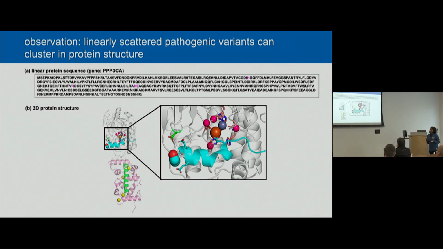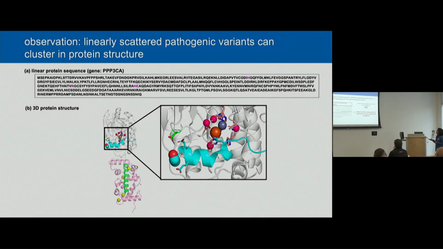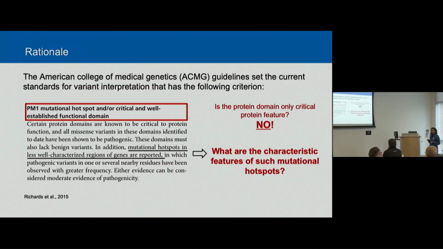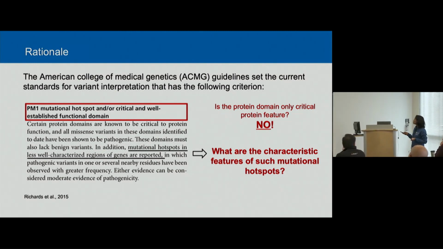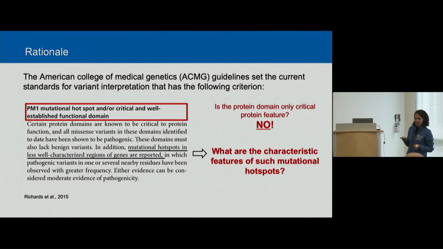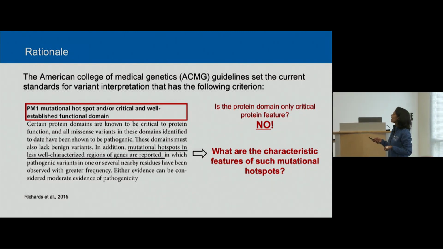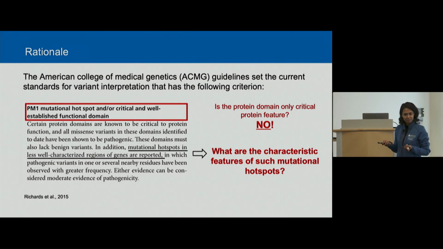So the second observation is how protein structure can be valuable, because there is a well-characterized region that we are never looking at, and possibly in different conformations, they are coming together to perform a specific function that we never considered in interpreting variants. So with these 2 rationales, we asked the question: what could be the other characteristics, other than functional domain, that represent those mutational hotspots?